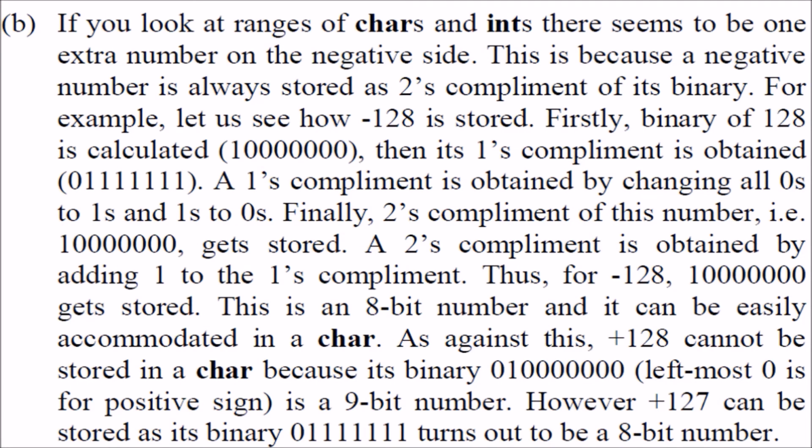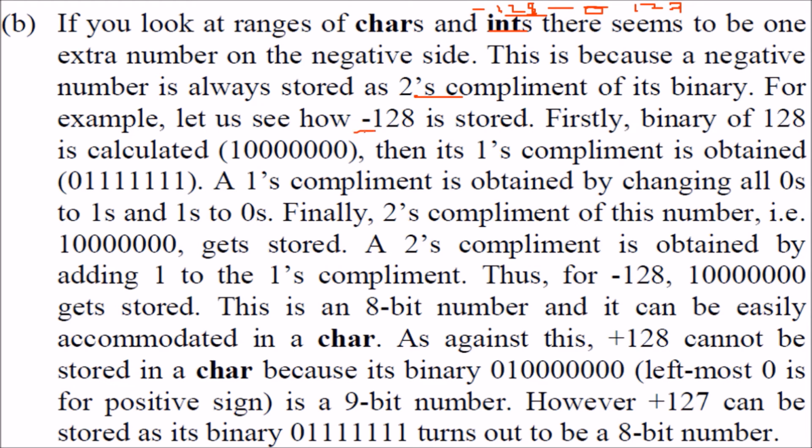So you see, if we look at the range of the character integer, there is one number extra on the negative side. How? If you take character, here you take 0 to 127, and here you have minus 128. So one number is higher. Why? Because negative numbers are not stored normally, but are stored as the 2's complement of the binary.